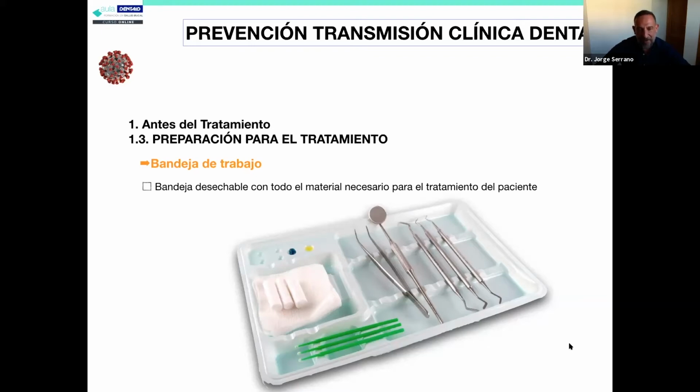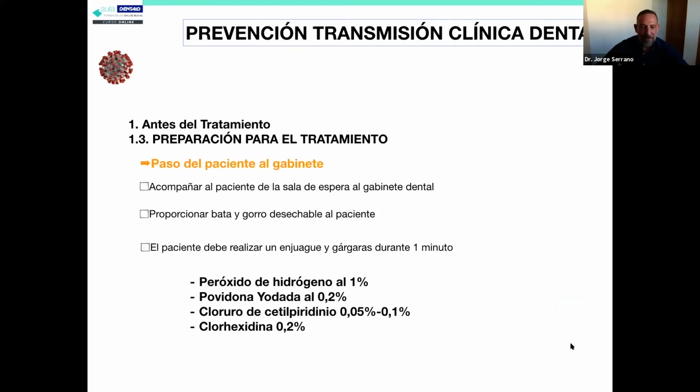If we have to touch something, we should disinfect our gloves with alcohol. If we have two pairs of gloves, we remove the first, we disinfect the second pair, we take the instruments we need, we disinfect, we use new gloves. This means that we will have to invest a lot of time. So the ideal thing is to have everything prepared on a tray, everything that's going to be used on that patient, to avoid all this.